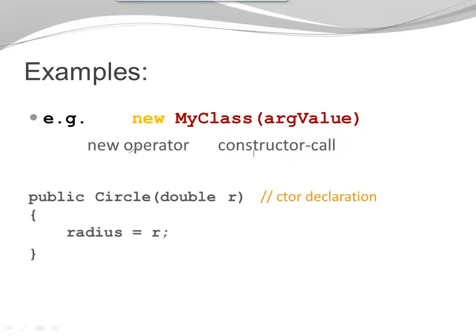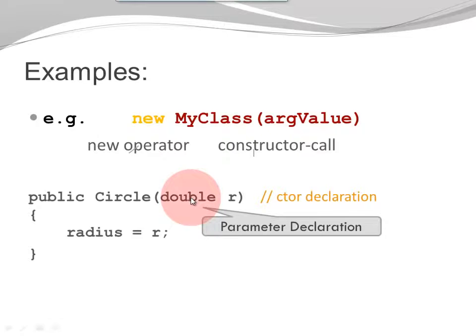Let's look at another example. Here is the constructor declaration we looked at before. It has one parameter of type double called r, and r, my parameter, is used to initialize the field radius.